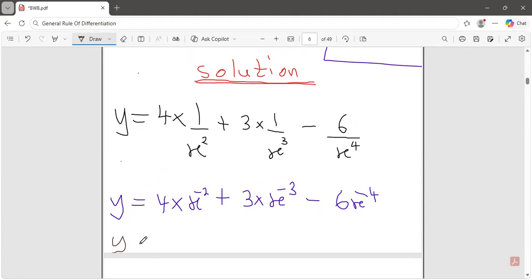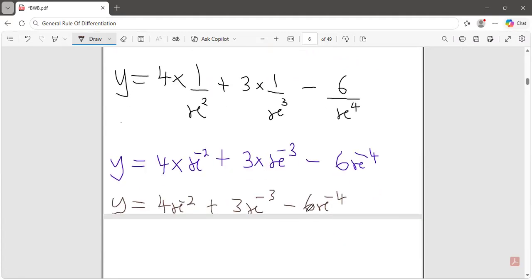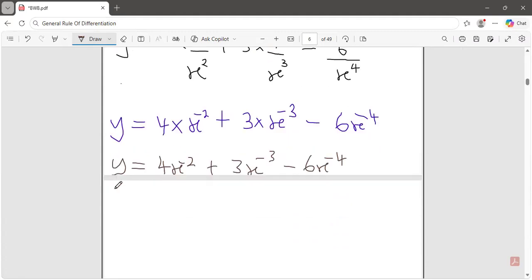So I'm saying that my y is equal to 4x exponent -2, plus 3x exponent -3, minus 6x exponent -4. From this same concept, life is now much easier than you can ever think of.